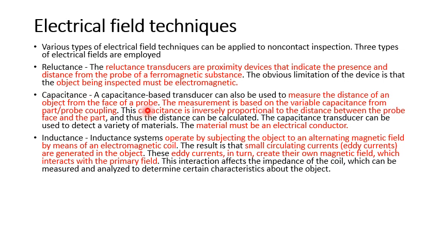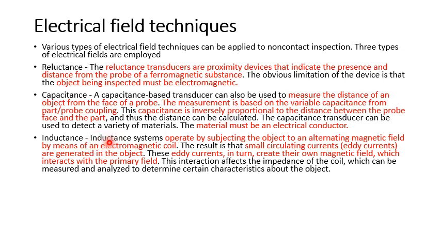Second is capacitance. Capacitance based transducers can be used for measuring the distance of an object from the face of a probe. The measurement is based on the variable capacitance from the part and probe coupling. This capacitance is inversely proportional to the distance between the probe face and the part. Thus the distance can be calculated. The capacitance transducer can be used to detect a variety of materials, but the material must be an electrical conductor. Materials which are electrically conductive can only be inspected using this capacitance based transducer. Other materials cannot be inspected.